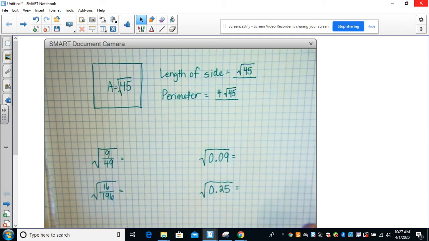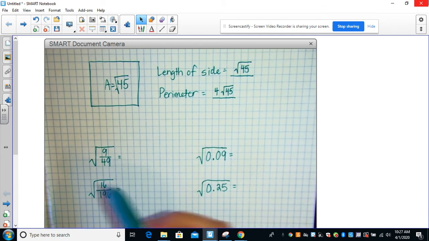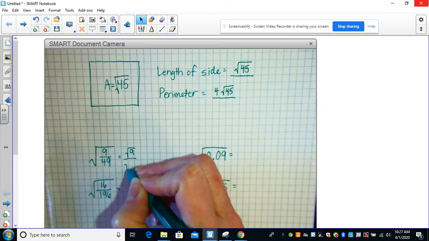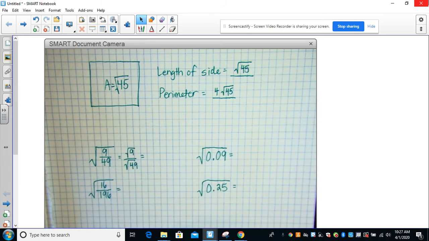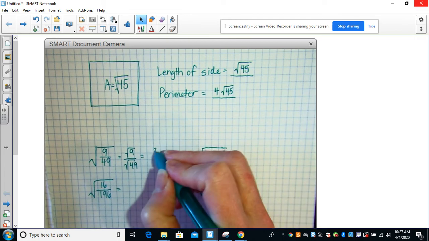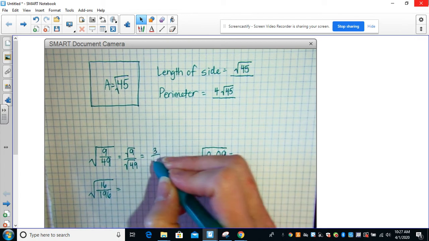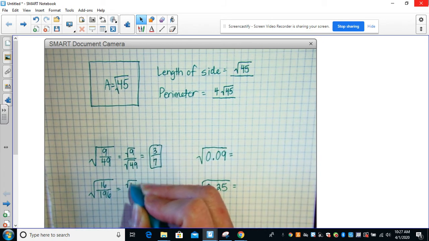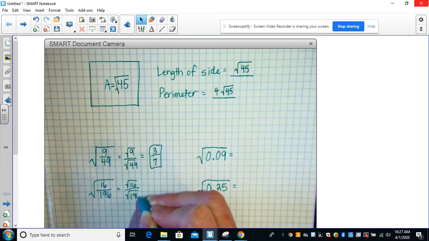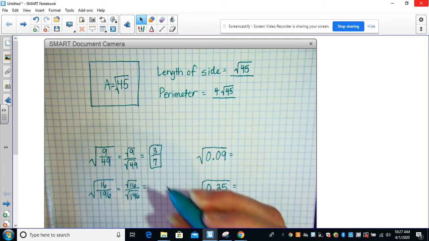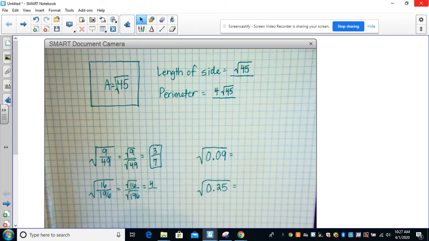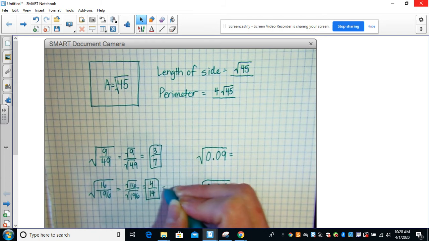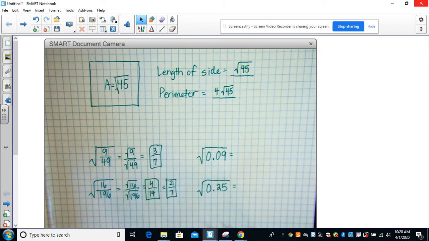Then I just want to do a quick review of some square roots with fractions and decimals. Remember, you can separate this into 2 radicals, and the square root of 9 is 3, and the square root of 49 is 7. That's all you have to do with these fractions. Separate them out. The square root now of 16 is 4, and the square root of 196 is 14. And obviously you could simplify that into 2/7.